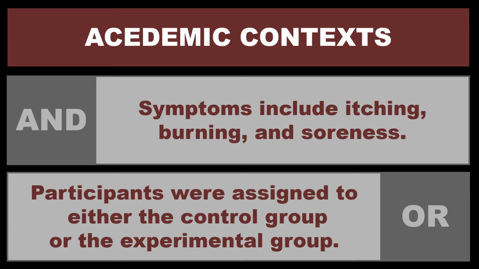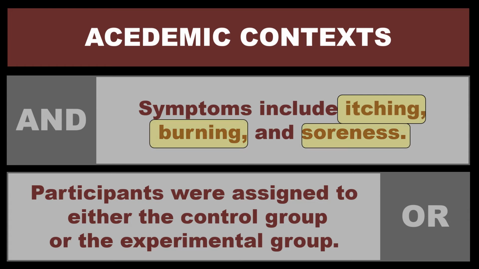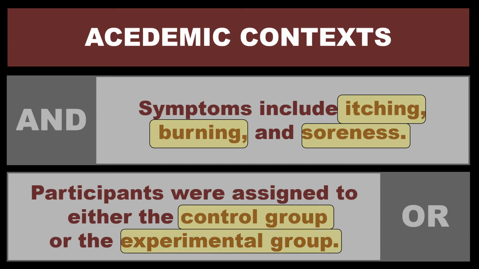For the first one with and, we have itching, burning, and soreness, and all three of them go together. Whereas for the or, these are alternatives. You're either going to be in the control group or you're going to be in the experimental group, one or the other, but not both. So again, with the and, all three items are mutually inclusive, but with or, they're mutually exclusive. It's either the control group or the experimental group, but not both.